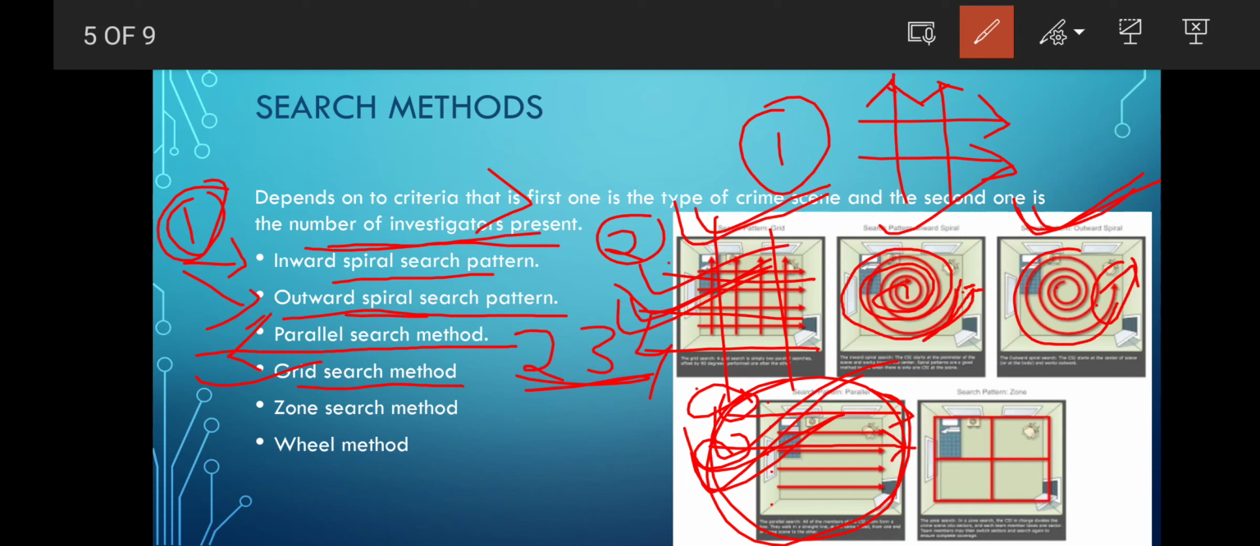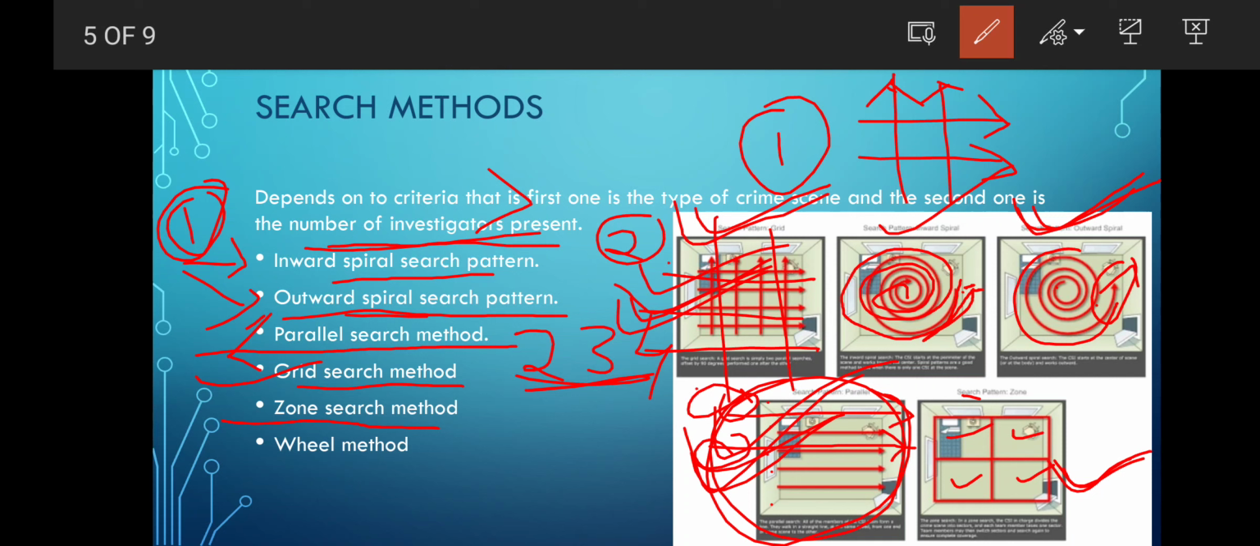Then coming to the zone search pattern, here this last diagram. So this is how the zone search pattern is. In a zone search pattern, the crime scene investigating officer, whoever is in charge, will divide the crime scene into sectors, and each team member takes one section. Here the room is divided into 4 parts, right? You can see in this diagram. If there are 4 officers, they will divide it into 4 sections, and each officer will be in charge of each section.